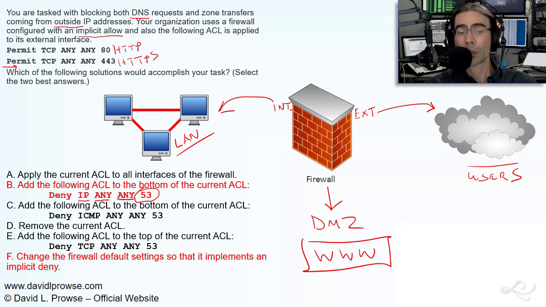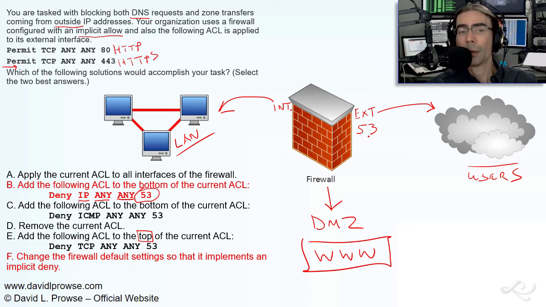The problem with this answer is it's adding that following ACL to the top. We want this to be on the bottom. If we were to deny that at the top and then have a permit underneath that, we could have some issues. Also, we have that implicit allow. So normally we would put this at the bottom, and I would want to do it as an IP. And so that's going to be a good answer here. Deny IP any 53. And so here, port 53 is going to be blocked.